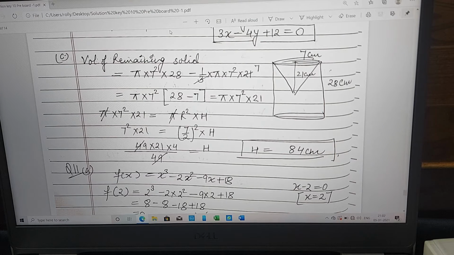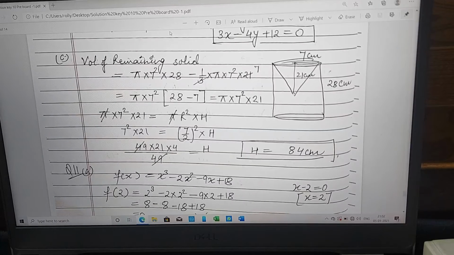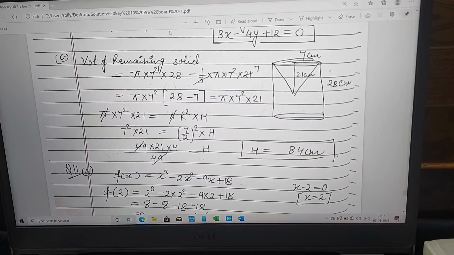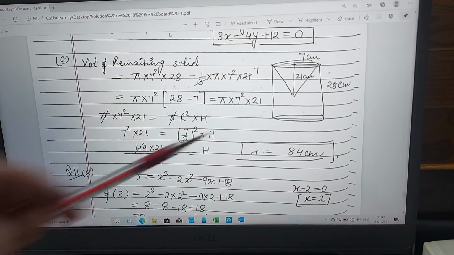I have not put the value of pi. Pi into 7 square into 21. We can leave it like that. Now this cone has been removed and there is leftover material. So what is the volume of the leftover material? It is pi into 7 square into 21.